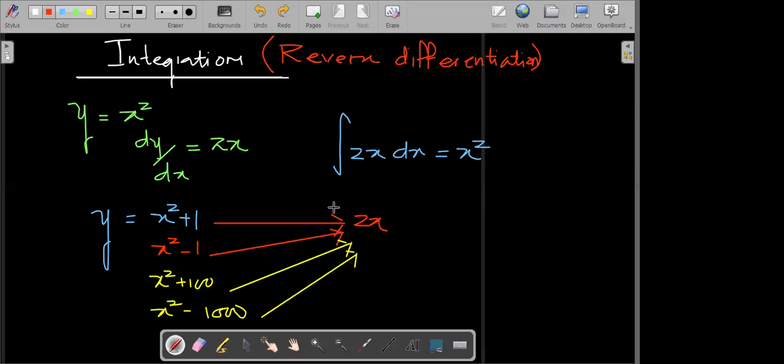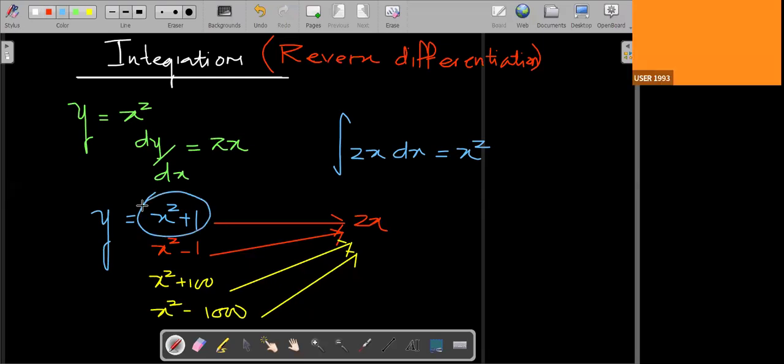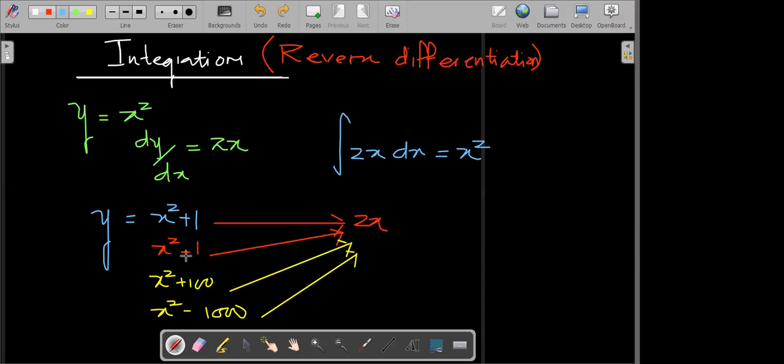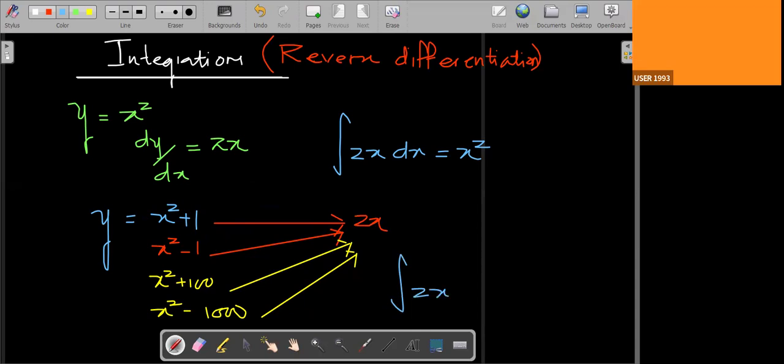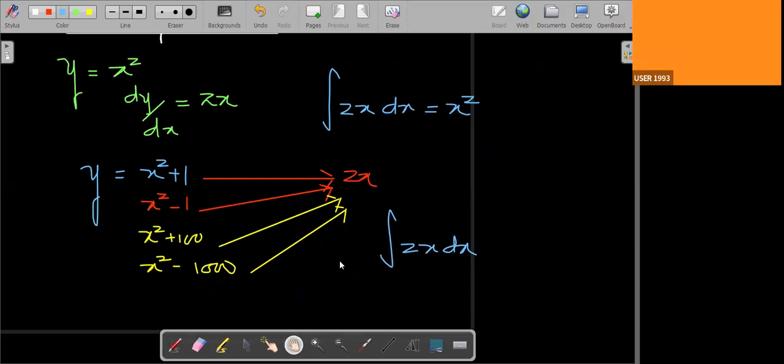If you differentiate x squared plus 1, you get 2x. So the integration of 2x is what? x squared plus 1. And if you differentiate x squared minus 1, you get 2x, so the integration of 2x is x squared minus 1. We have so many options. If you integrate 2x, you can keep writing it further, because we have infinitely many options, x squared plus something.